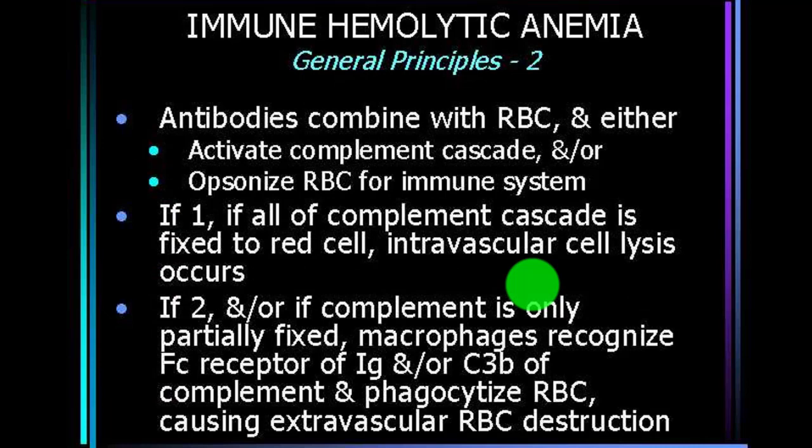Antibodies combined with RBCs either activate the complement cascade or opsonize RBCs for the immune system. If the whole complement cascade is fixed to red cells, intravascular cell lysis occurs. If complement is only partially fixed, macrophages recognize the Fc receptor of Ig or C3b of complement and phagocytose RBCs, causing extravascular RBC destruction.